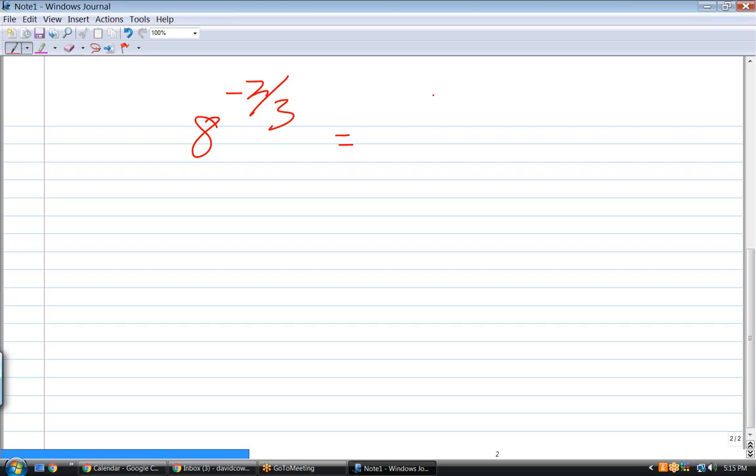So it's what? It would just be 1 over 1 over 8 to the 2/3. In other words, you were correct. You move everything under the number 1. Okay? And what is 8 to the 2/3 equal?